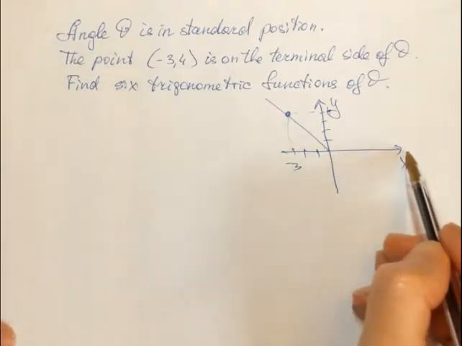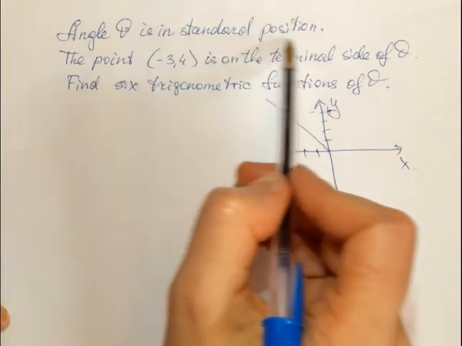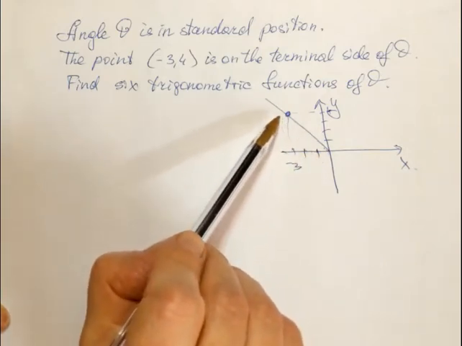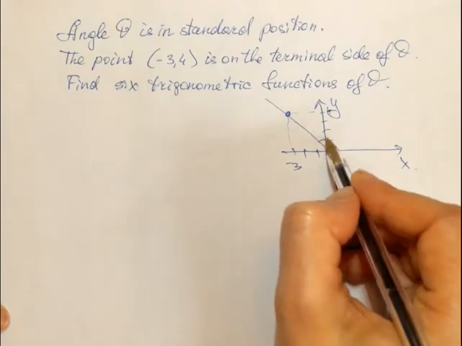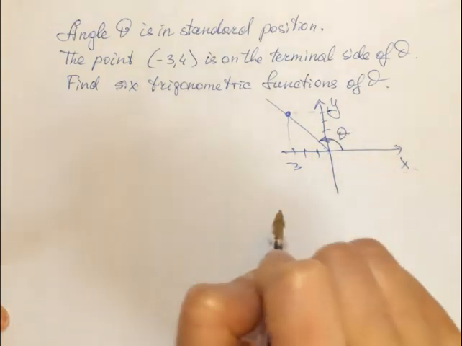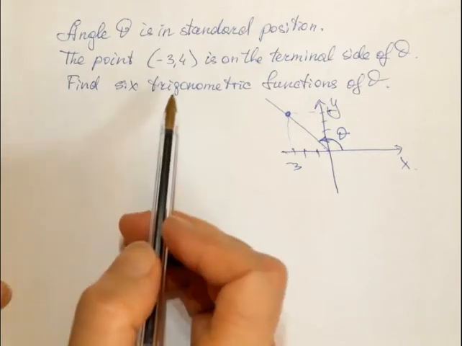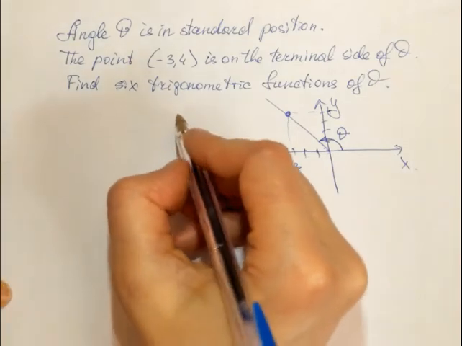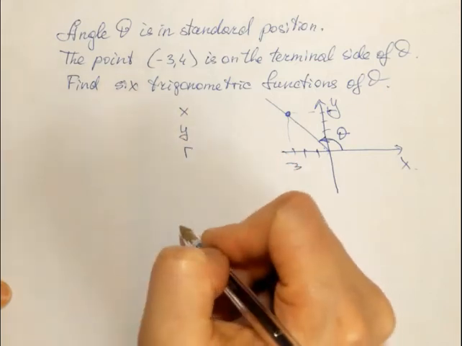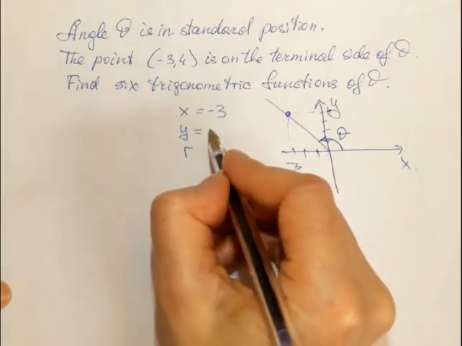So the initial side is along the positive x-axis. Since theta is in standard position, the terminal side is this one, through the point -3, 4. So the least positive angle theta is this angle. We want to find 6 trigonometric functions of theta. Then we need to know x, y, and r. X is -3, y is equal to 4.